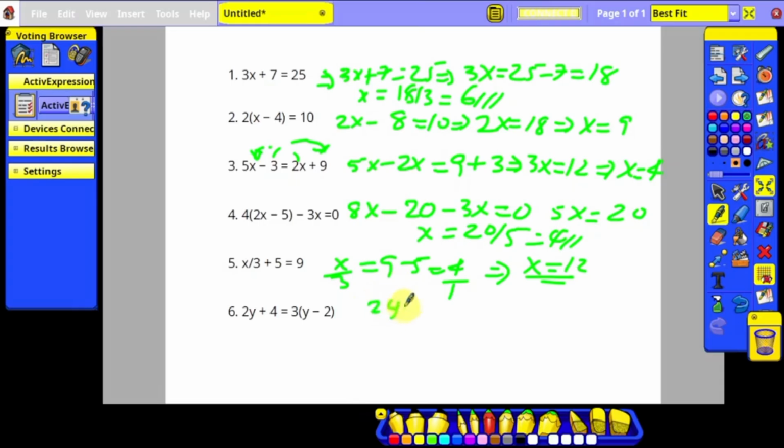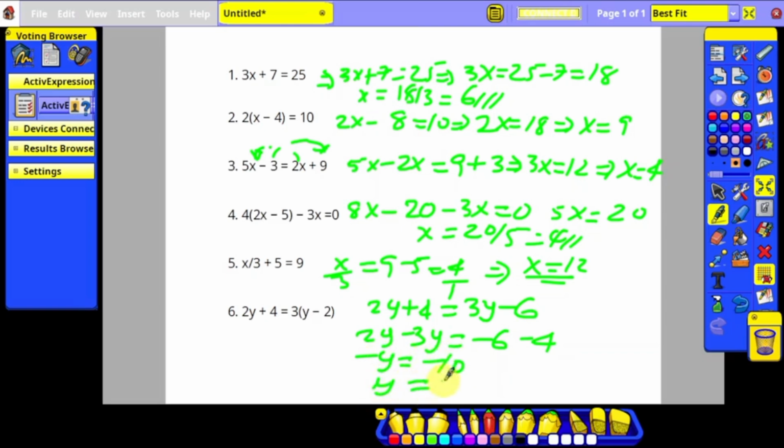The last one is 2y plus 4 is equal to 3 times y is 3y minus 6. So collect the y terms together. 2y minus 3y is equal to minus 6 minus 4. You collect the constant terms together. 2y minus 3y is minus y is equal to minus 10, which implies y is equal to 10. That's the answer.